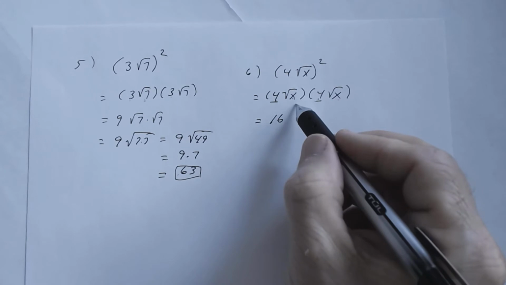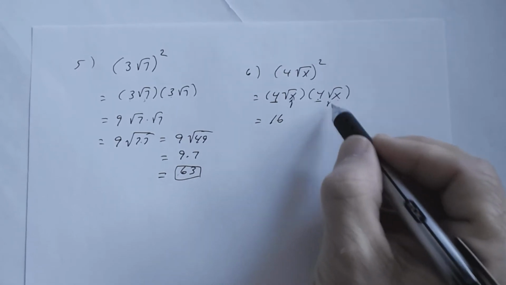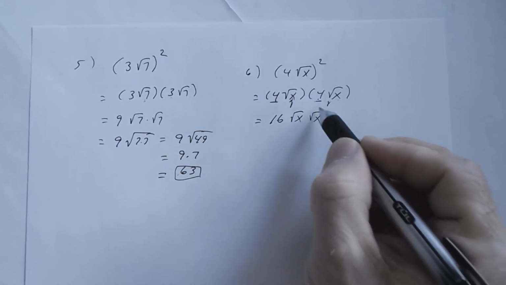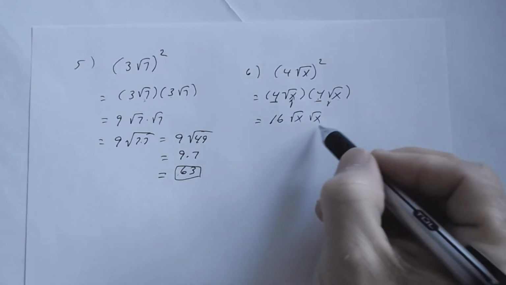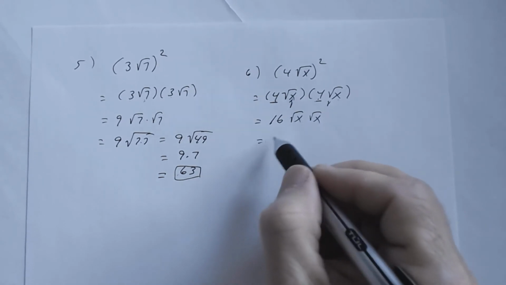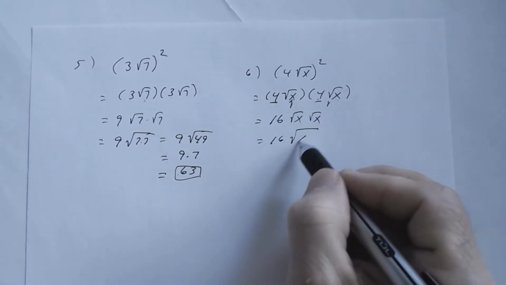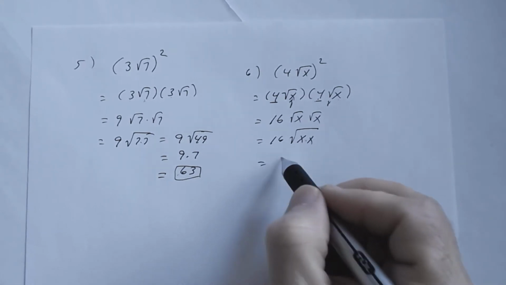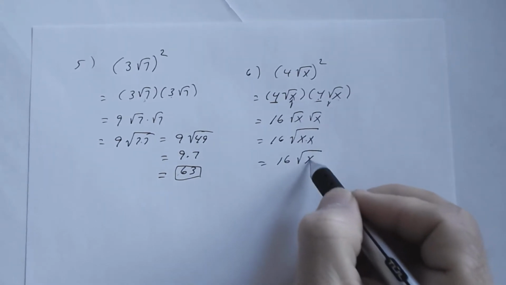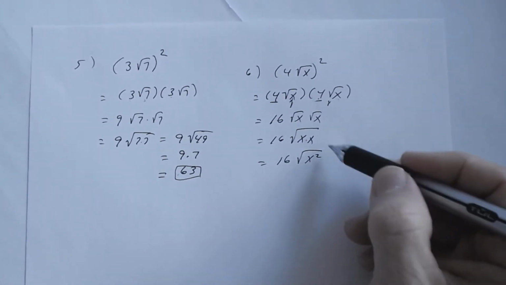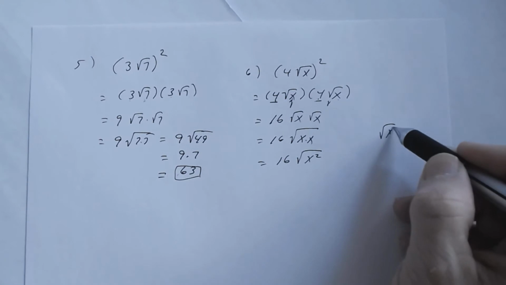And then if you look at what's left, I have the square root of x times the square root of x. So I'm going to use the product rule on this now to write it as 1 square root. And so this becomes 16 times the square root of x times x, and x times x is x squared. So I get 16 square root of x squared. And then remember, you got to ask yourself, can I simplify the square root of x squared?